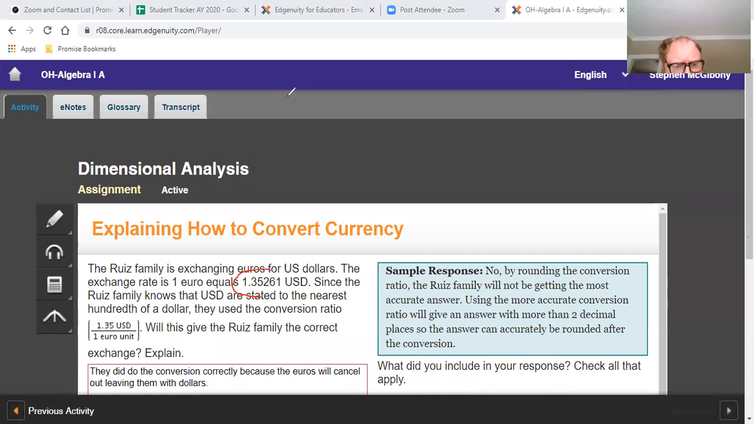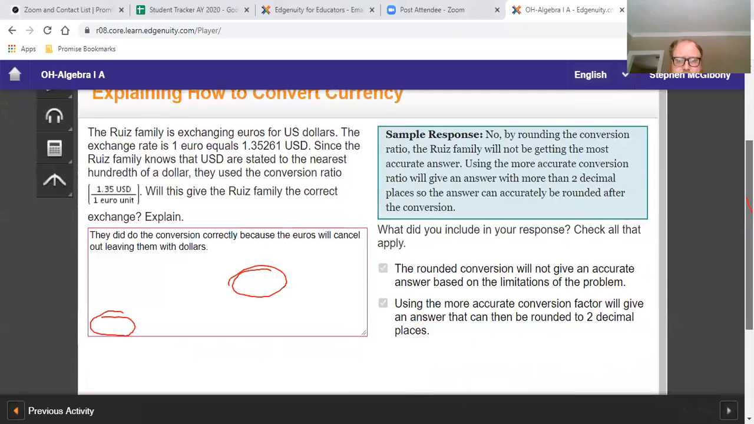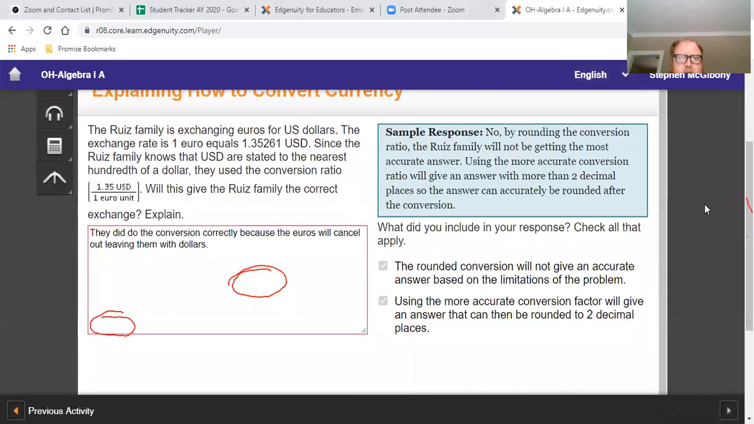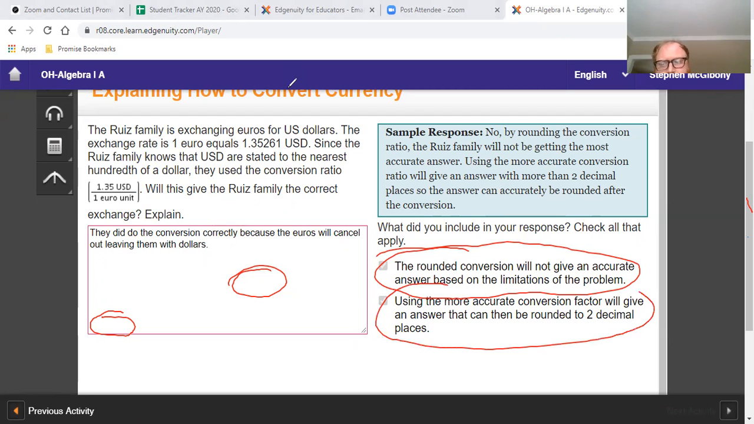Now this one, we just have to look at 1.35261 and then 1.35. So we can't round it like that. So the rounded conversion will not give an accurate answer. And using the more accurate conversion factor will give an answer that can be rounded to 2 decimal places.